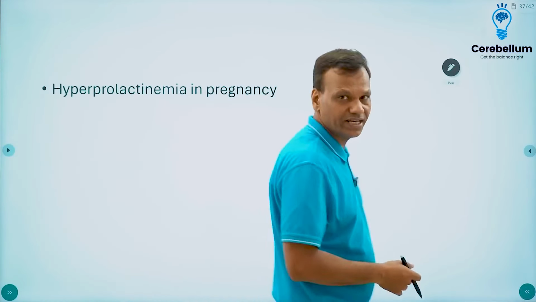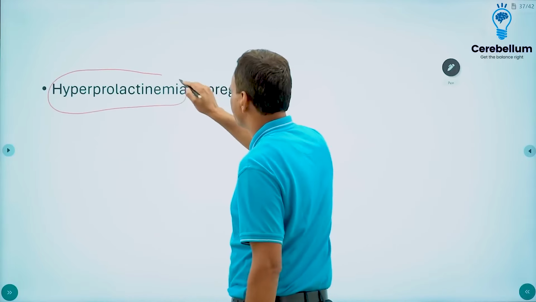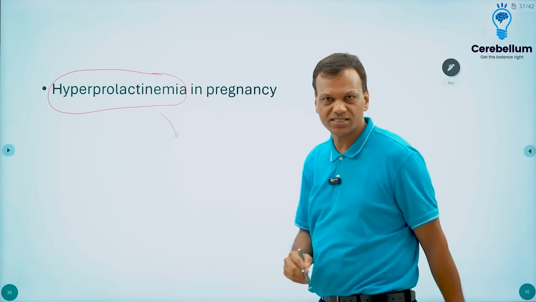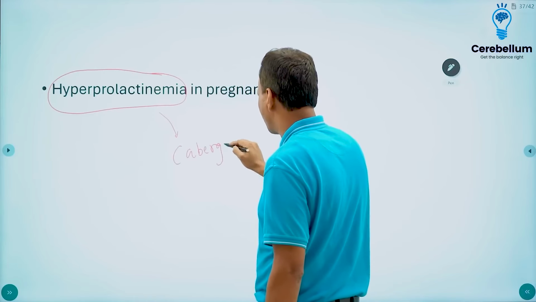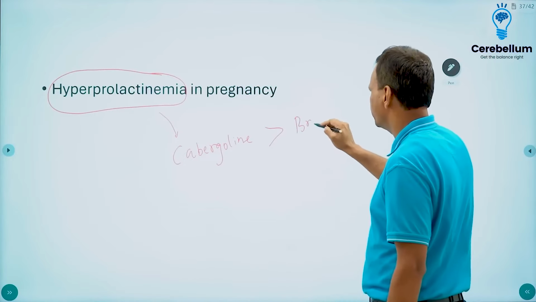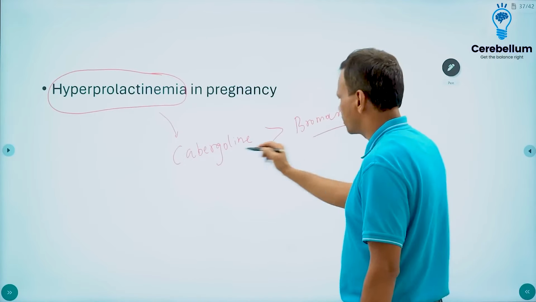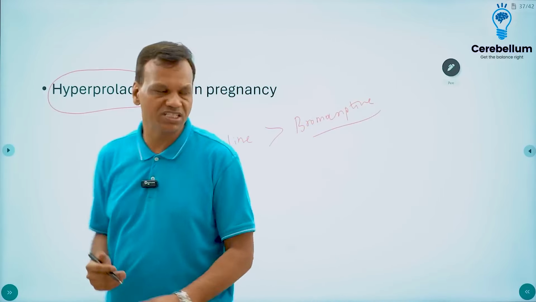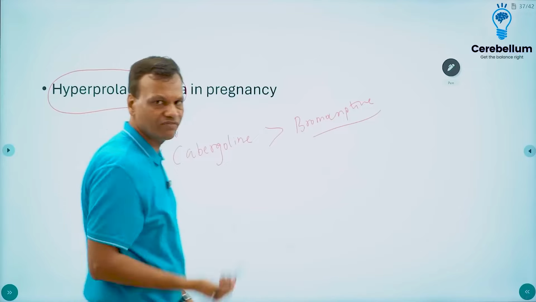Then hyperprolactinemia in pregnancy. First of all, without pregnancy, what is the drug of choice for hyperprolactinemia? Yes, it is cabergoline, which is a dopamine agonist. Cabergoline is the drug of choice. It is preferred over bromocriptine because cabergoline is longer acting and also it is better tolerated than bromocriptine. So it is a drug of choice. Both can be given orally.